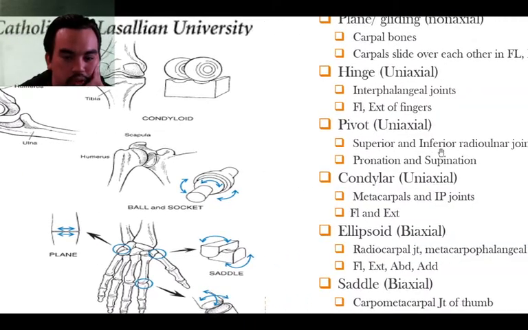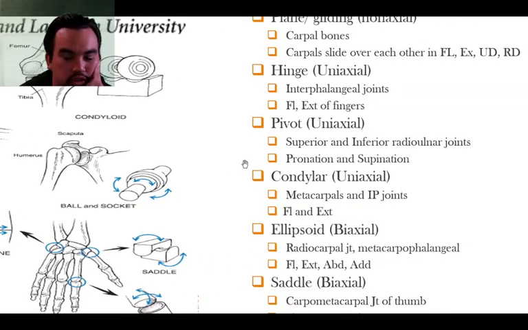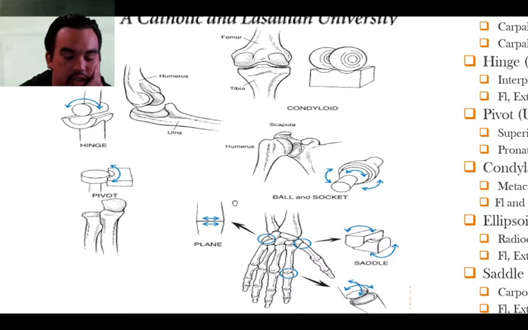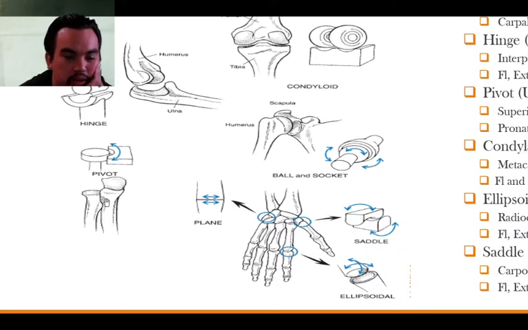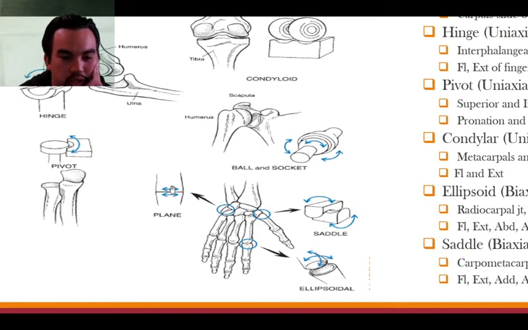Our pivot joint is uniaxial, in the superior and inferior radial ulnar joints. So the radius and the ulna, at the top and bottom, if you remember how they have that groove, that's just a pivot. It's just a little rotation. It's not a lot to call it a rotational joint, but it's just a little pivot. It just shifts around there. Plane joints are here, and it shows you what those are: two flat surfaces just gliding across each other.